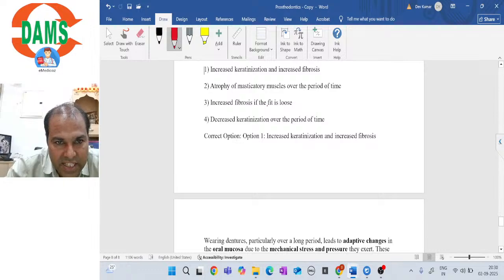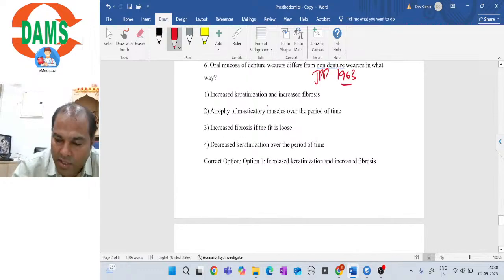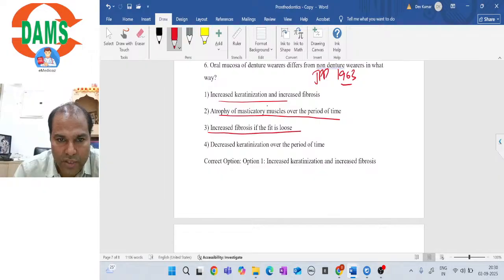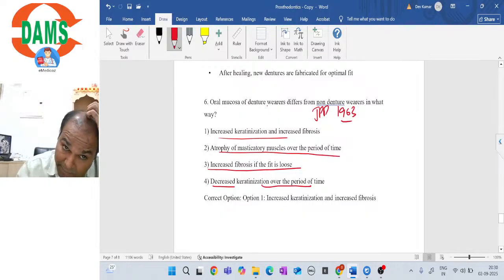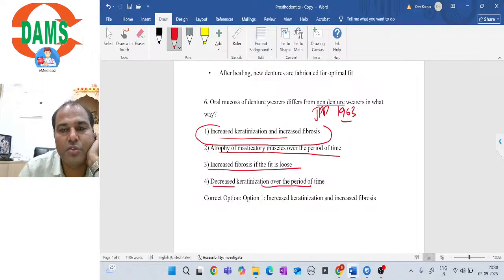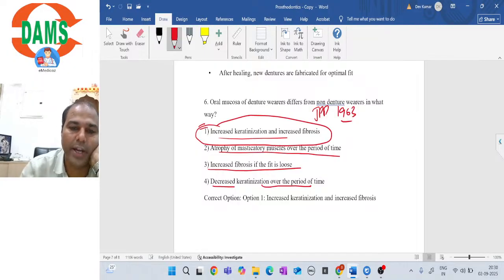Is there an increased keratinization and increased fibrosis? First option. Atrophy of the masticatory muscle over the period of time, increased fibrosis अगर denture loose है, and decreased keratinization over time. It's a very tricky question. The best answer here is your increased keratinization and increased fibrosis. The best answer. I will tell you why.